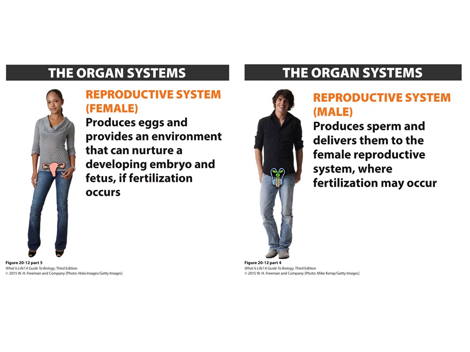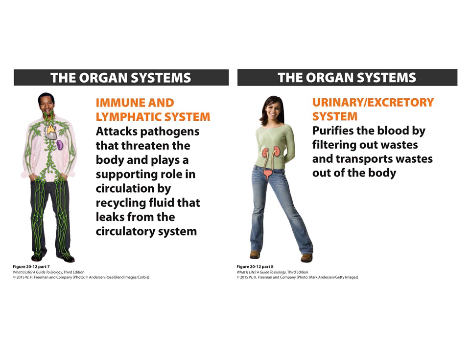We have the reproductive system, both female and male. Females, of course, produce eggs and provide an environment for nurturing a developing embryo. The male reproductive system's sole job is to produce the sperm and deliver that to the female reproductive system for fertilization.